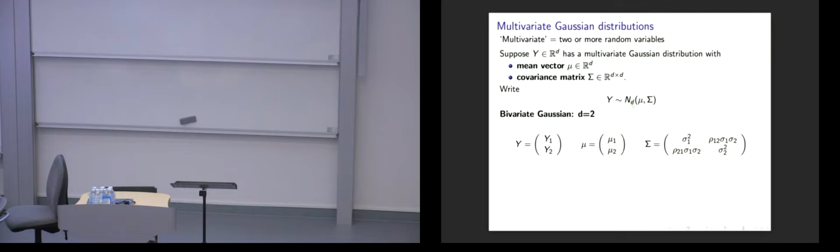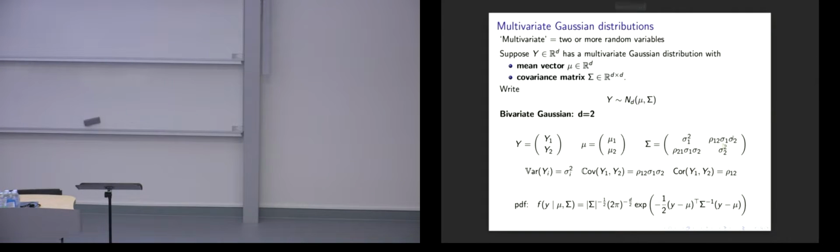So for a bivariate Gaussian, we'll see some pictures in a second. We've got two numbers, y1 and y2. We've got a mean for each of them. And we've also got the covariance matrix here.